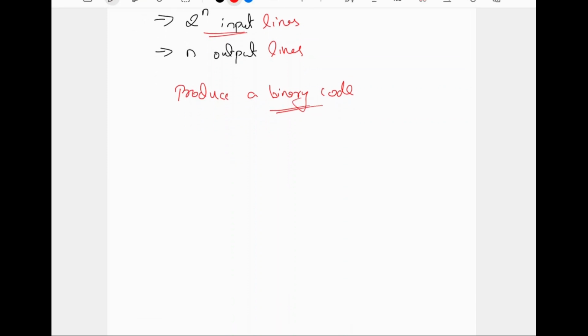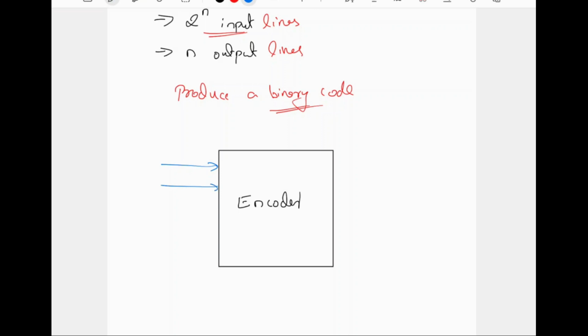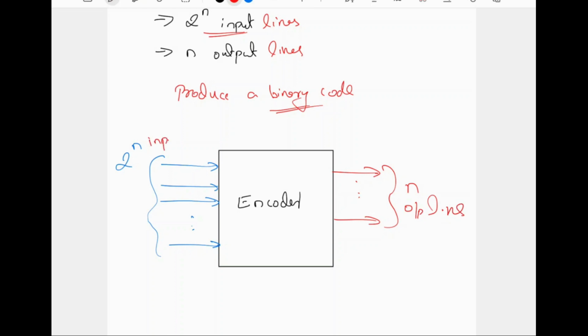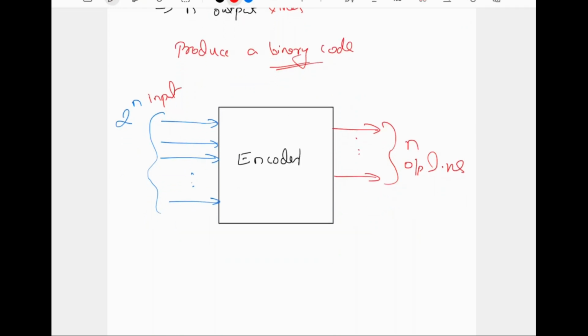We will see the block diagram of an encoder. So this is an encoder. We have a certain number of input lines. As discussed above, we have 2 raised to n input lines and we have n output lines. So this is the block diagram of encoder.